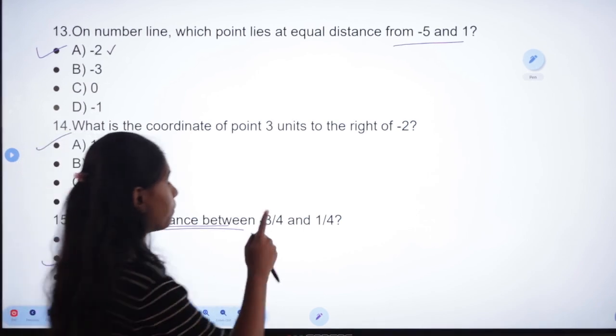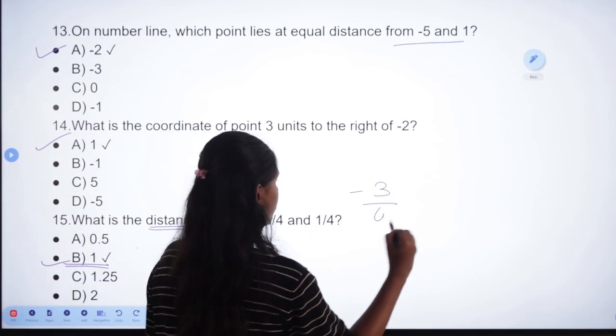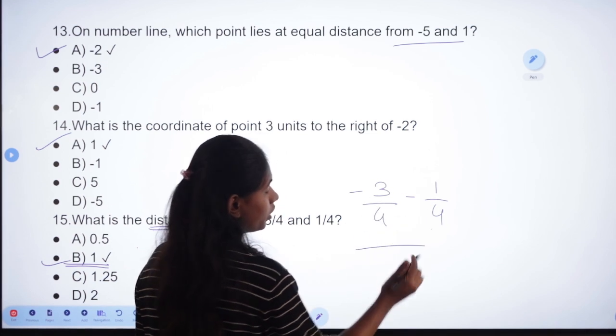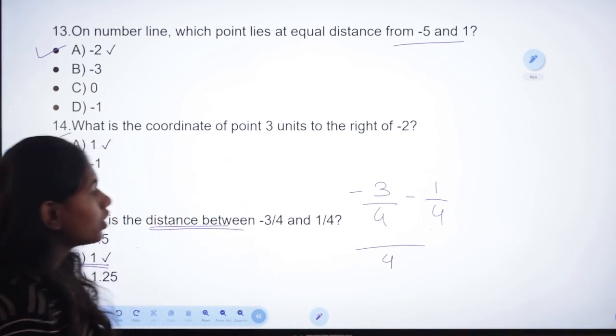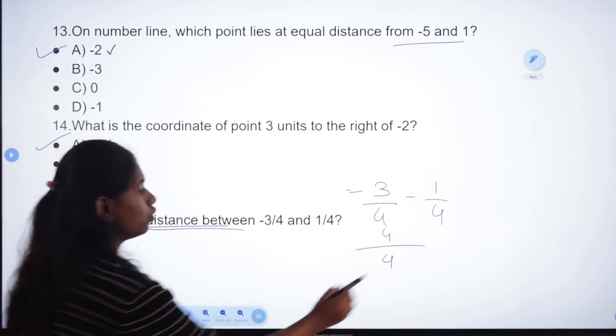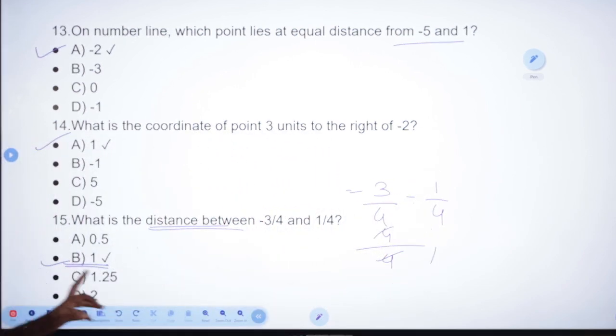Therefore, we used minus. So minus 3 by 4 minus 1 by 4. Then the denominator is the same, so write it only one time. Then minus minus is plus, and take the sign of the bigger number. So 4 ones are 4, so your answer is 1.